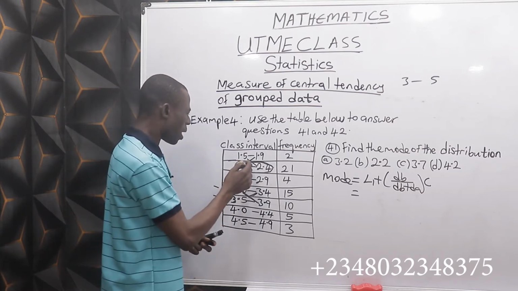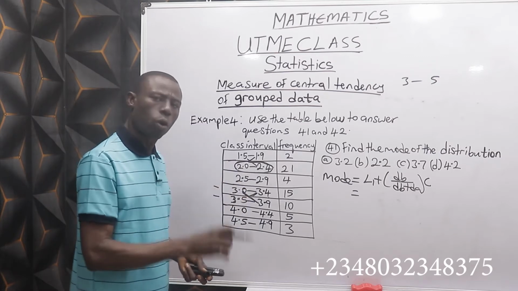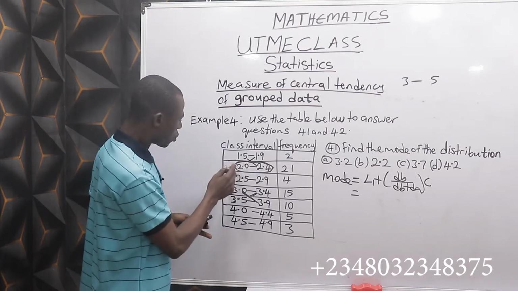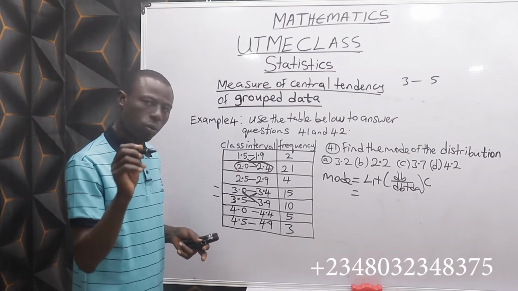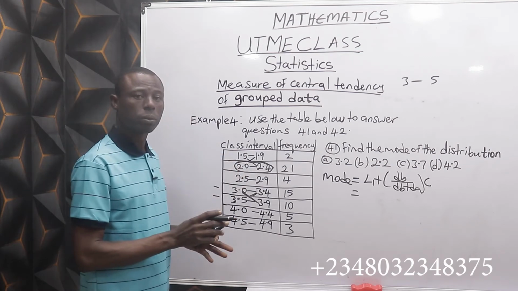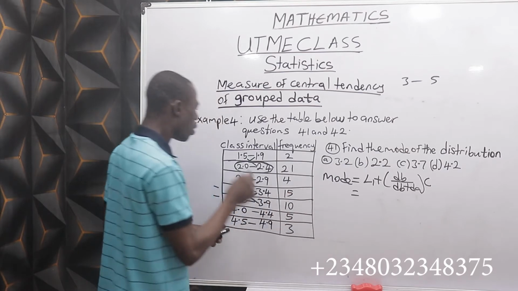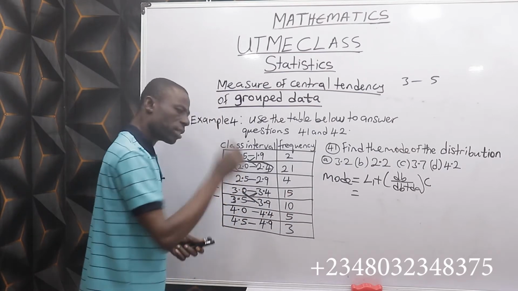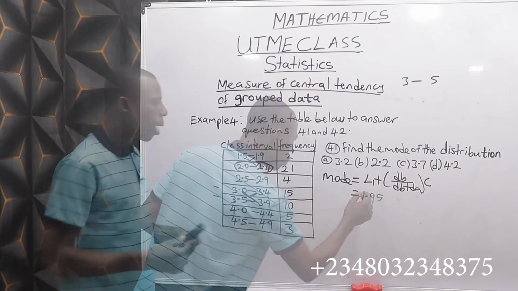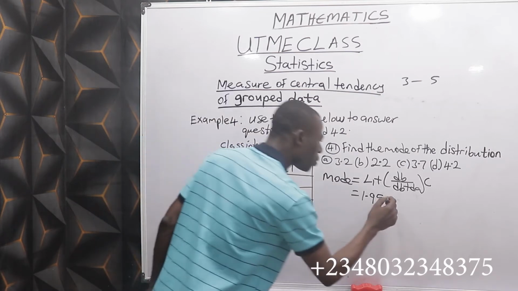If this is your modal class, then determine the lower class boundary of this class. You subtract your boundary coefficient from the lower limit 2.0. So subtract 0.05 from 2.0. What is that going to be? That is going to be 1.95. Do you understand?